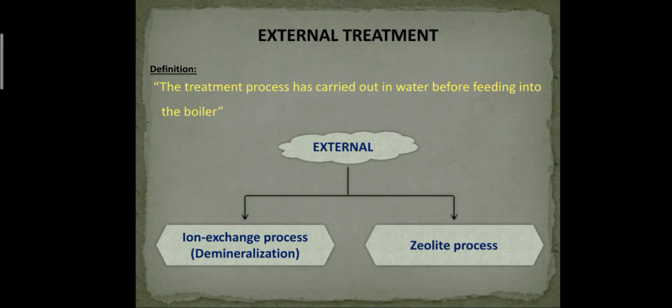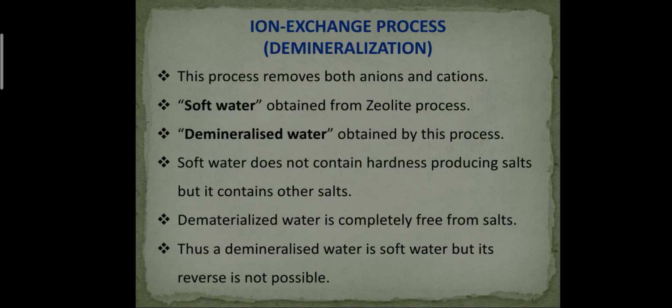The external conditioning method involves the removal of hardness producing salts from the water before feeding it into the boiler. It can be done by two processes, namely ion exchange process and zeolite process. In this video, I am going to explain the steps involved in the ion exchange process. It is also known as demineralization process. This process removes both anions and cations present in hot water.